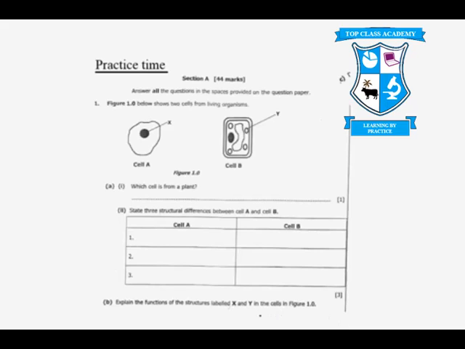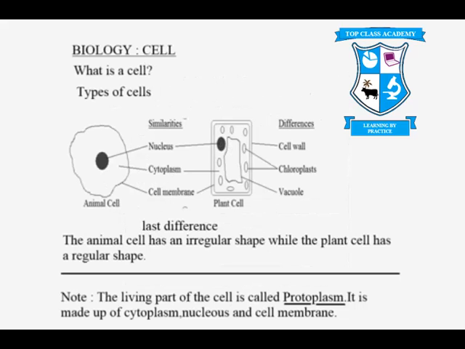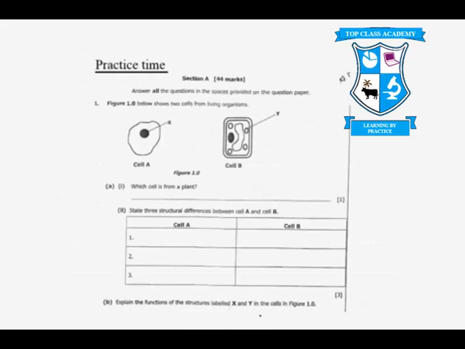As you have seen here, we have figure 1.0 below, which shows two cells from living organisms. Which cell is from a plant? I'll just take you back to see our diagrams. We have the animal cell here and the plant cell that side. So I believe you know which cell is from a plant and which cell is from the animal. So with question A, we all know the answer. Let's go to question 2.